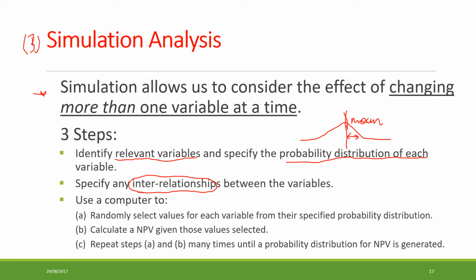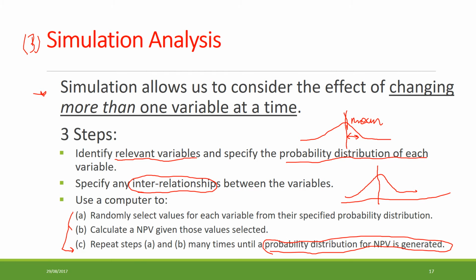In the final steps, we then use the computer to firstly draw random data points. We then calculate the NPV for those random values. We then simulate the exercise that we do in step A and B many times so that we obtain a distribution for the NPV, right? So once we obtain a distribution for the NPV, we can then do statistical tests on the NPV, right?